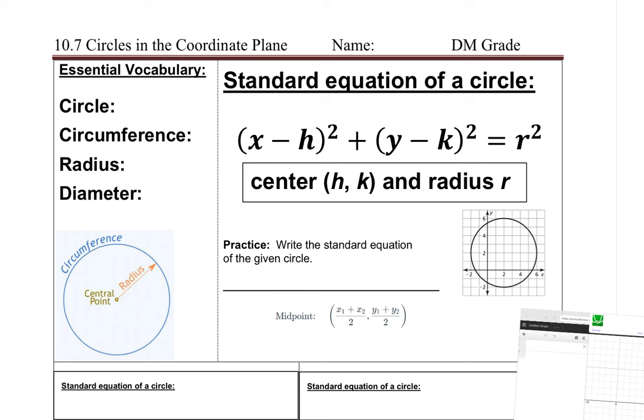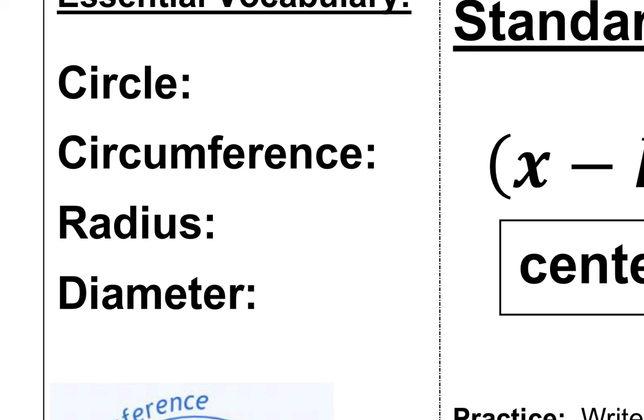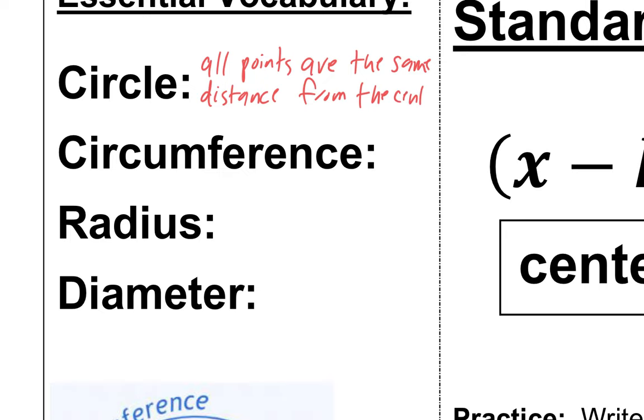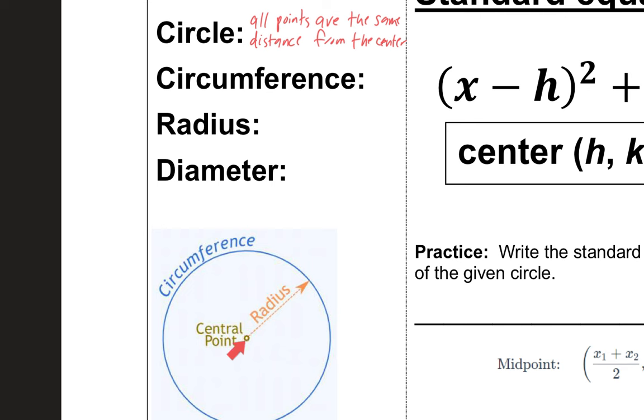What is a circle? Okay, so a circle, the definition is where all points are the same distance from the center. Okay, all points are the same distance from the center. So if we see this, is our center point right over here? Okay, so that's our central point. These points are all the same distance from that central point.